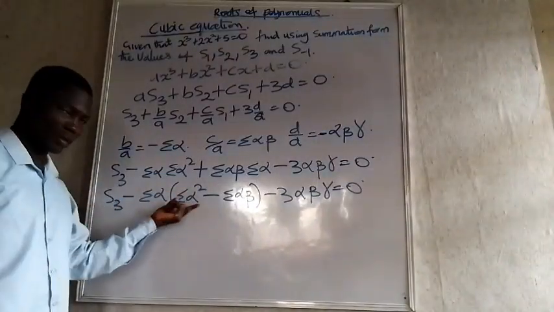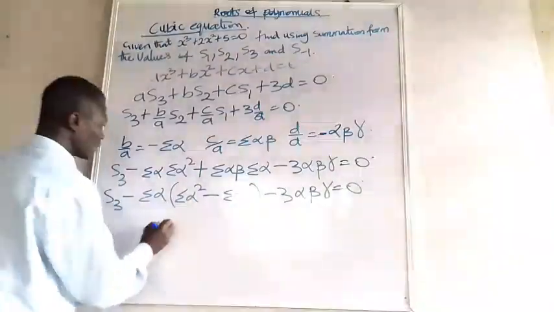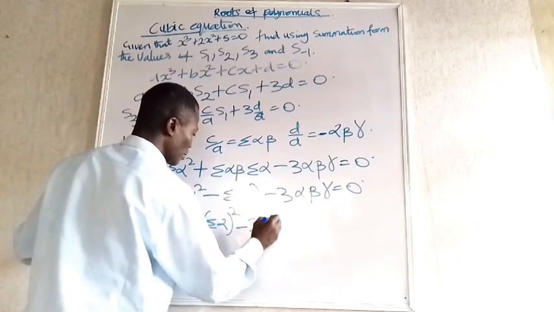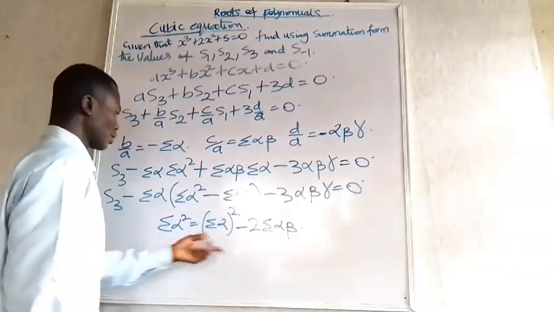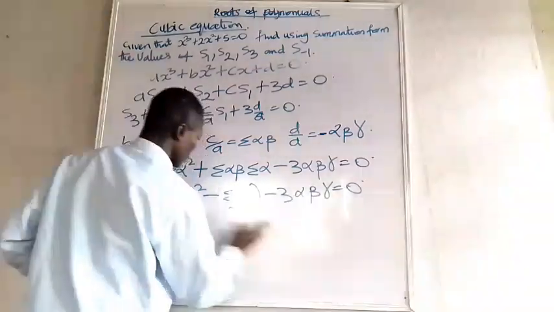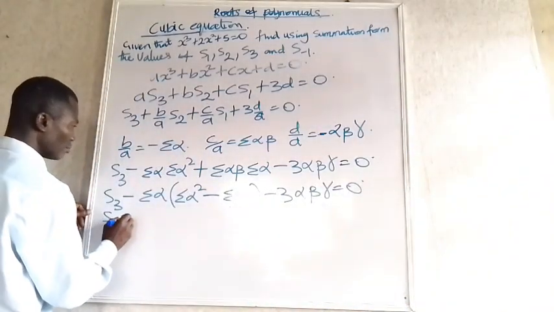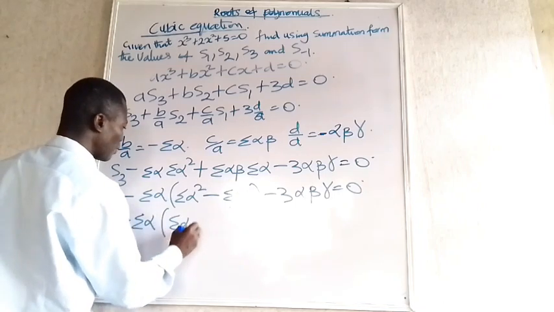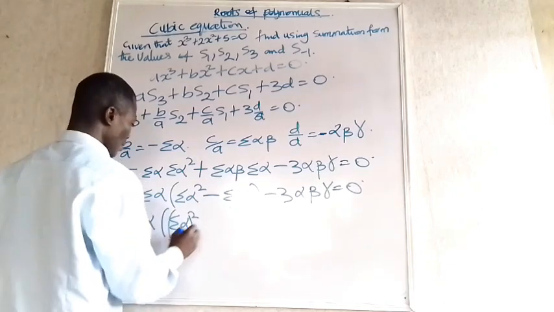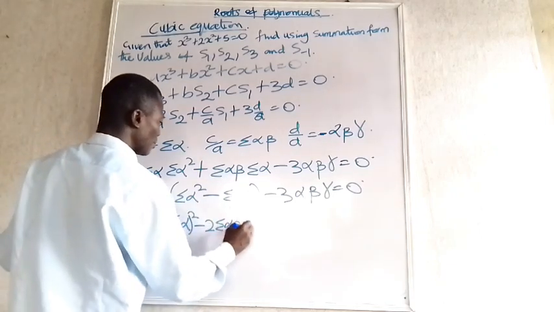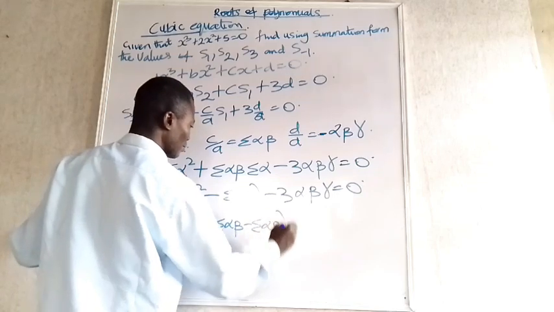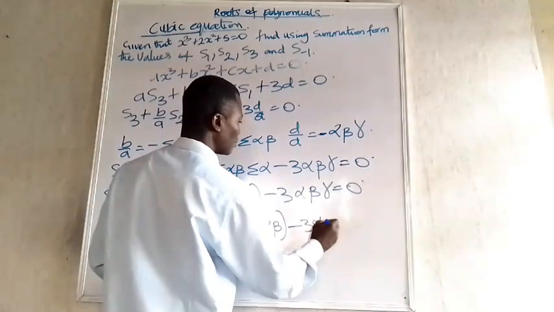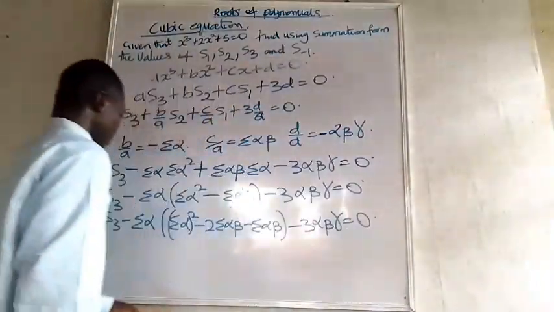You know the formula for this: summation alpha squared is equal to summation alpha all squared minus 2 summation alpha beta. So let us substitute this with this. So we have S3 minus summation alpha into summation alpha squared minus 2 summation alpha beta minus summation alpha beta, minus 3 alpha beta gamma equals 0.